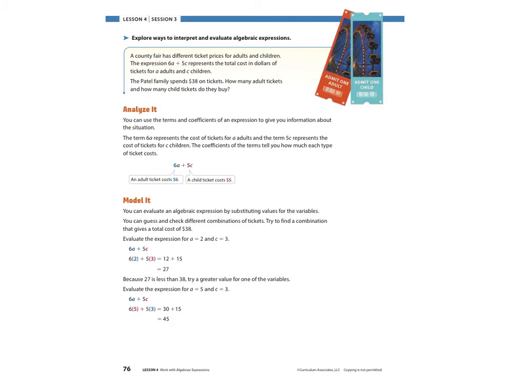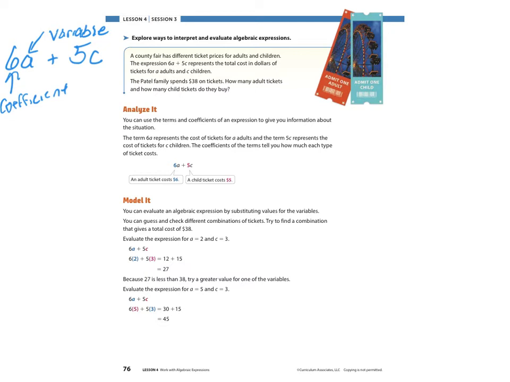So the first thing we have to do is analyze it. You can use the terms and coefficients of an expression to give you information about the situation. So remember, in the expression 6A plus 5C, your 6 is your coefficient because it's with the variable, and A is your variable. Thinking over at 5C, same thing. 5 is your coefficient, C is your variable. Those terms are important to know to be able to solve these problems.